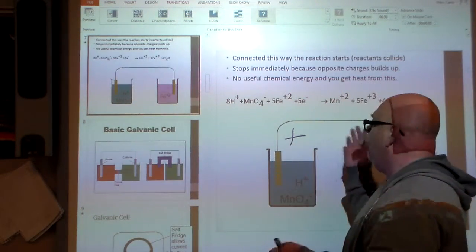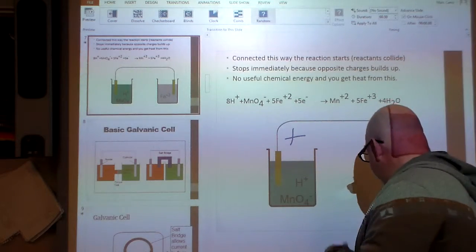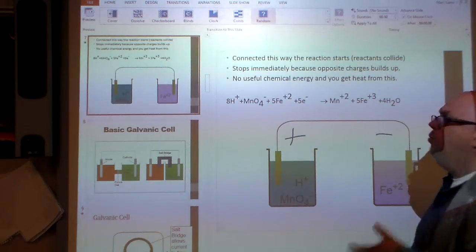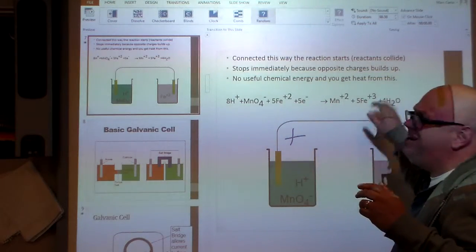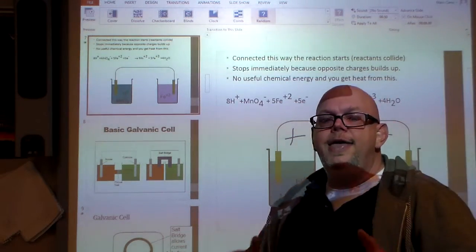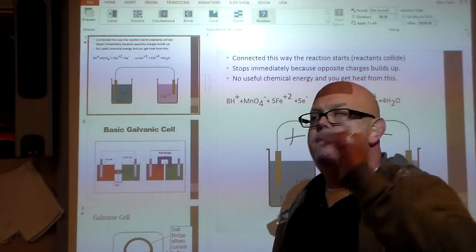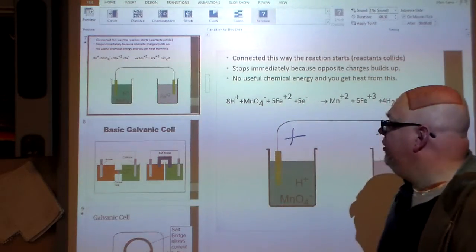Because the cell's only going to work very, very quickly. And part of the problem when it works that way, we cannot take advantage of the chemical energy. And yeah, we're going to get some heat from this, but again, that's not going to work for a battery. That's a very important thing.